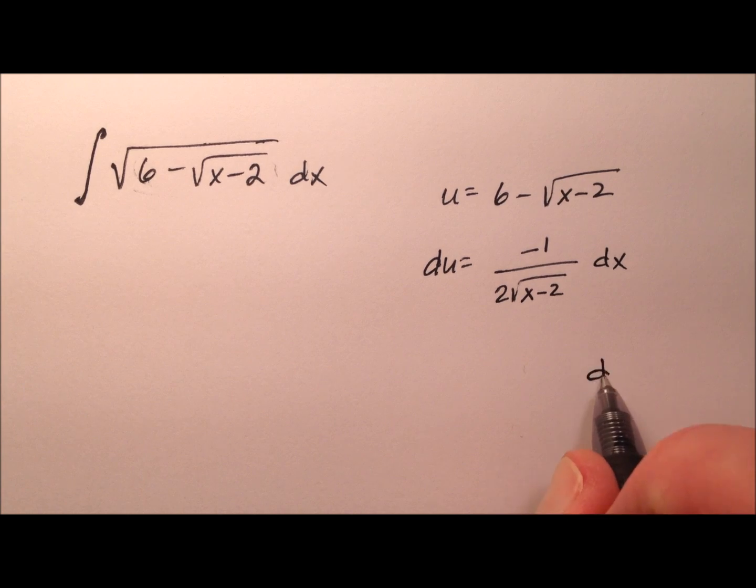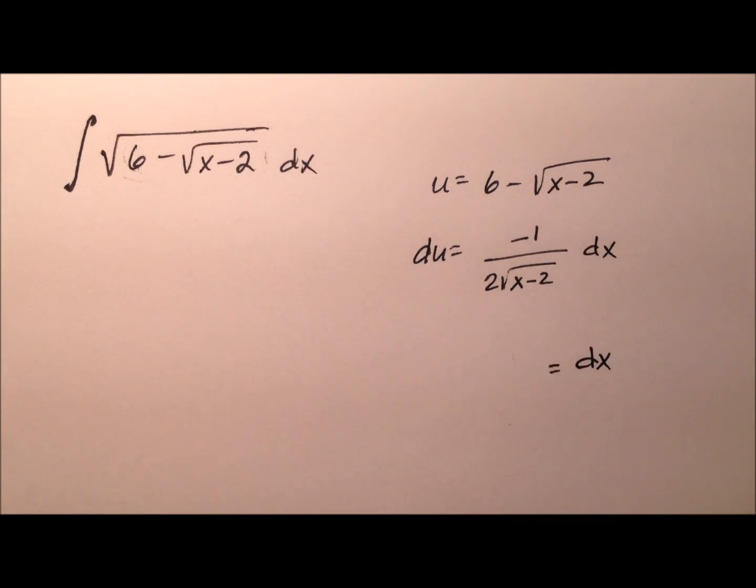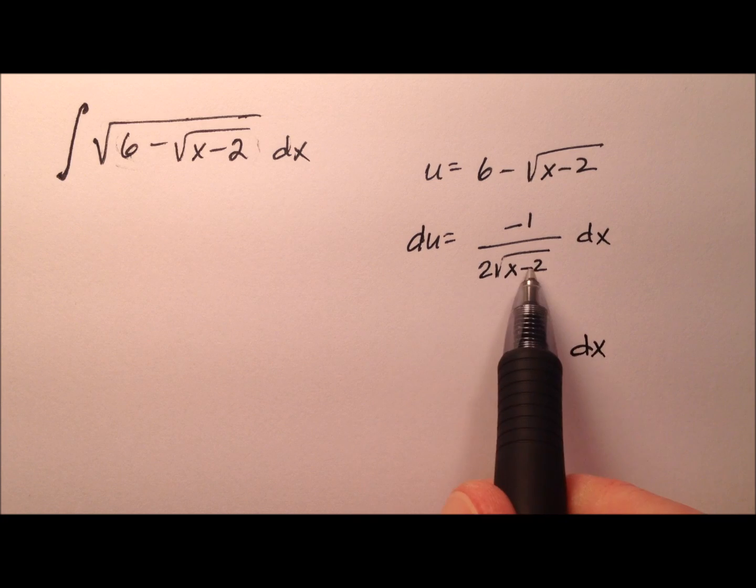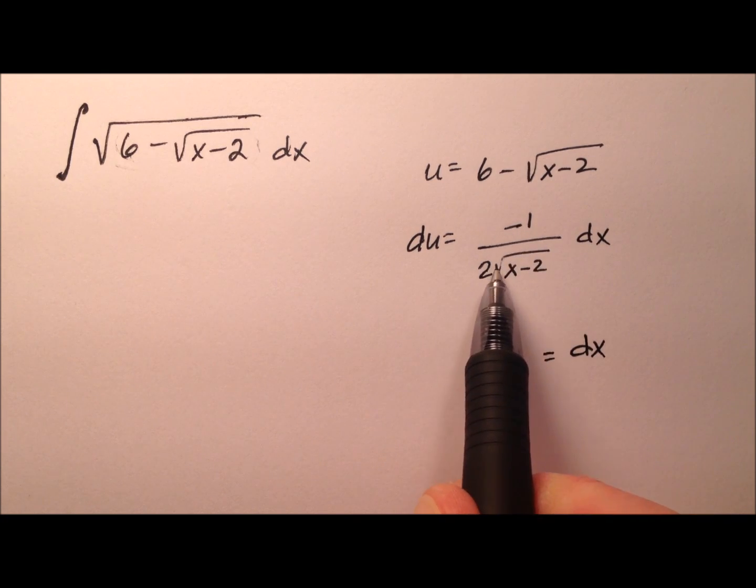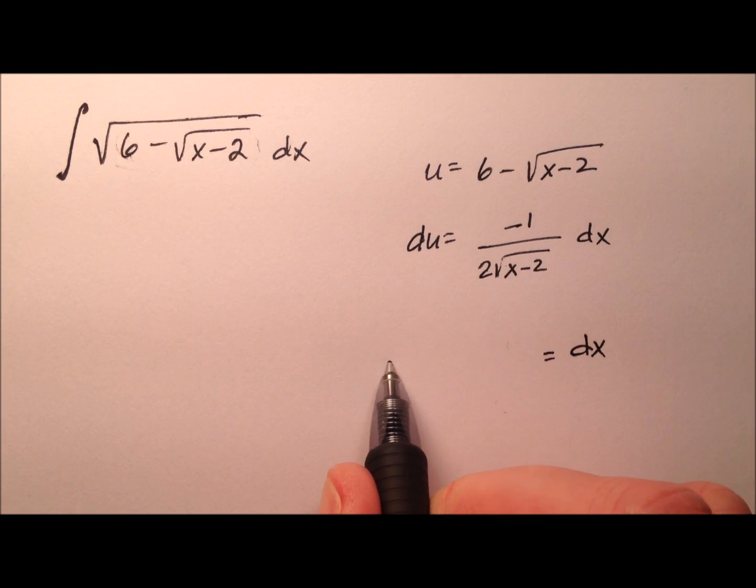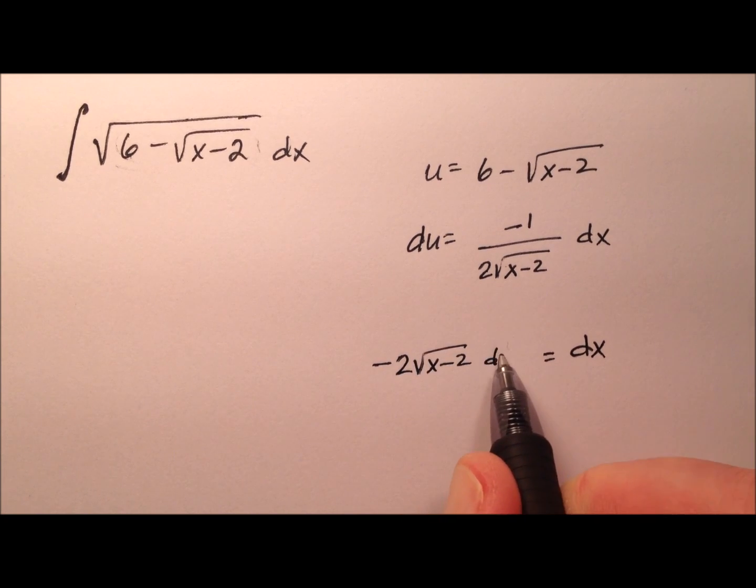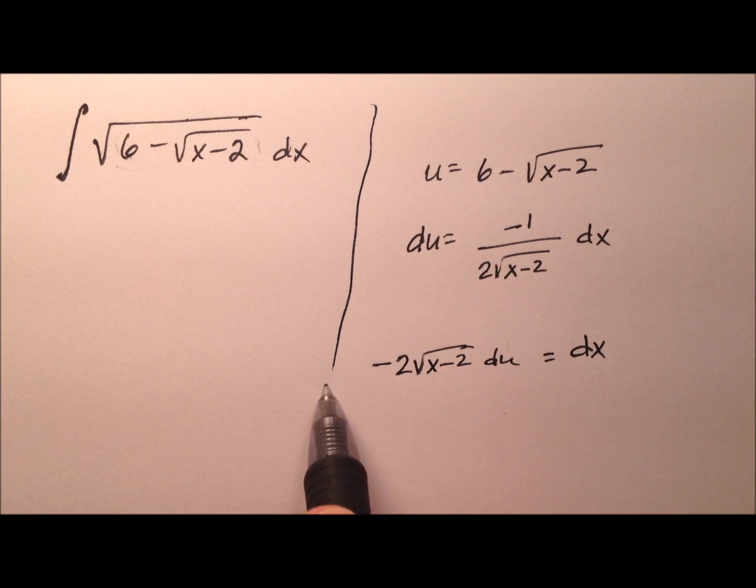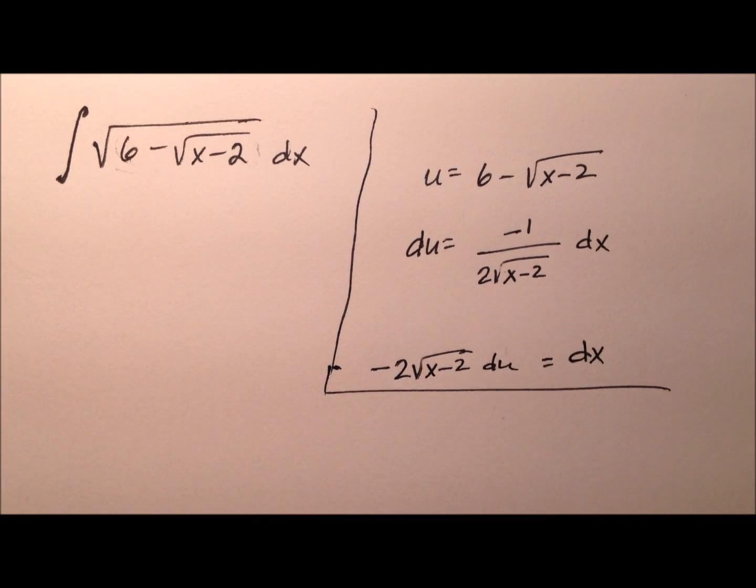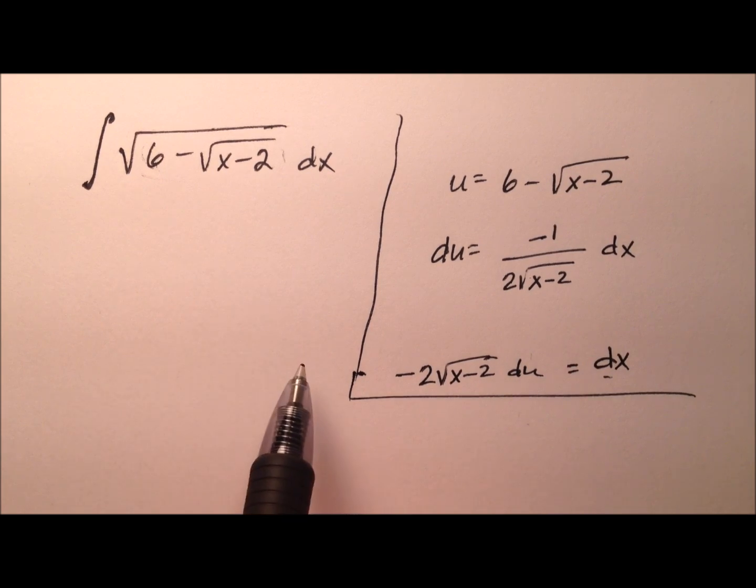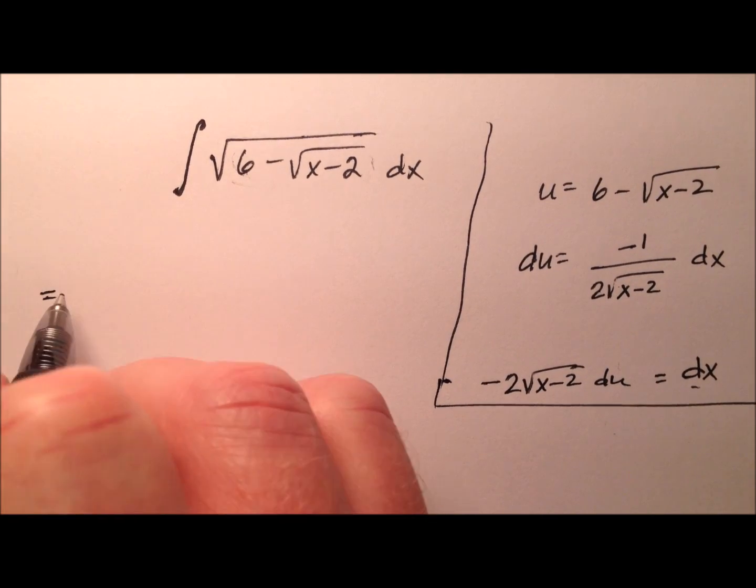Well, to solve for the dx here, to make this substitution, let's go ahead and multiply both sides by negative 2 times the square root of x minus 2. So I have negative 2 times the square root of x minus 2 du. Okay, so that's kind of what my dx is with my original u. So let's go ahead and plug things in and see what this looks like.